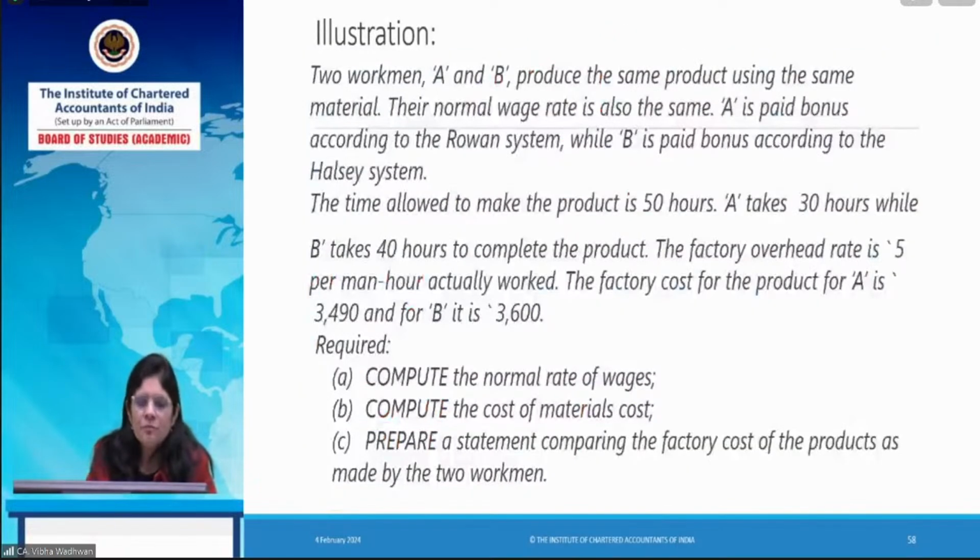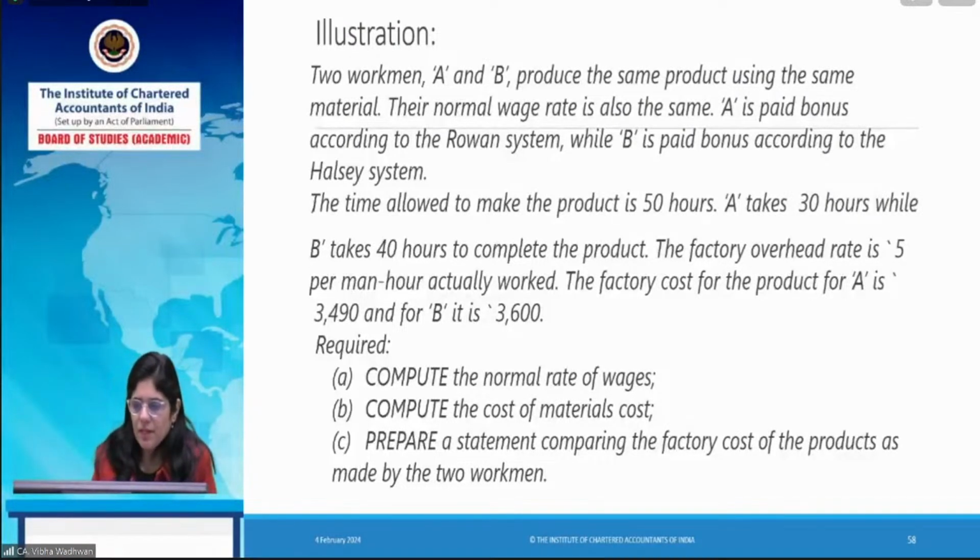All right. Okay, so we have this illustration, students. Good that you have understood. Take a note of this illustration. This is again under Halsey and Rowan. Two workmen A and B produce the same product using the same material. So they are using the same product and the same material. The normal wage rate is also the same. A is paid bonus as per Rowan and B is paid bonus as per Halsey.